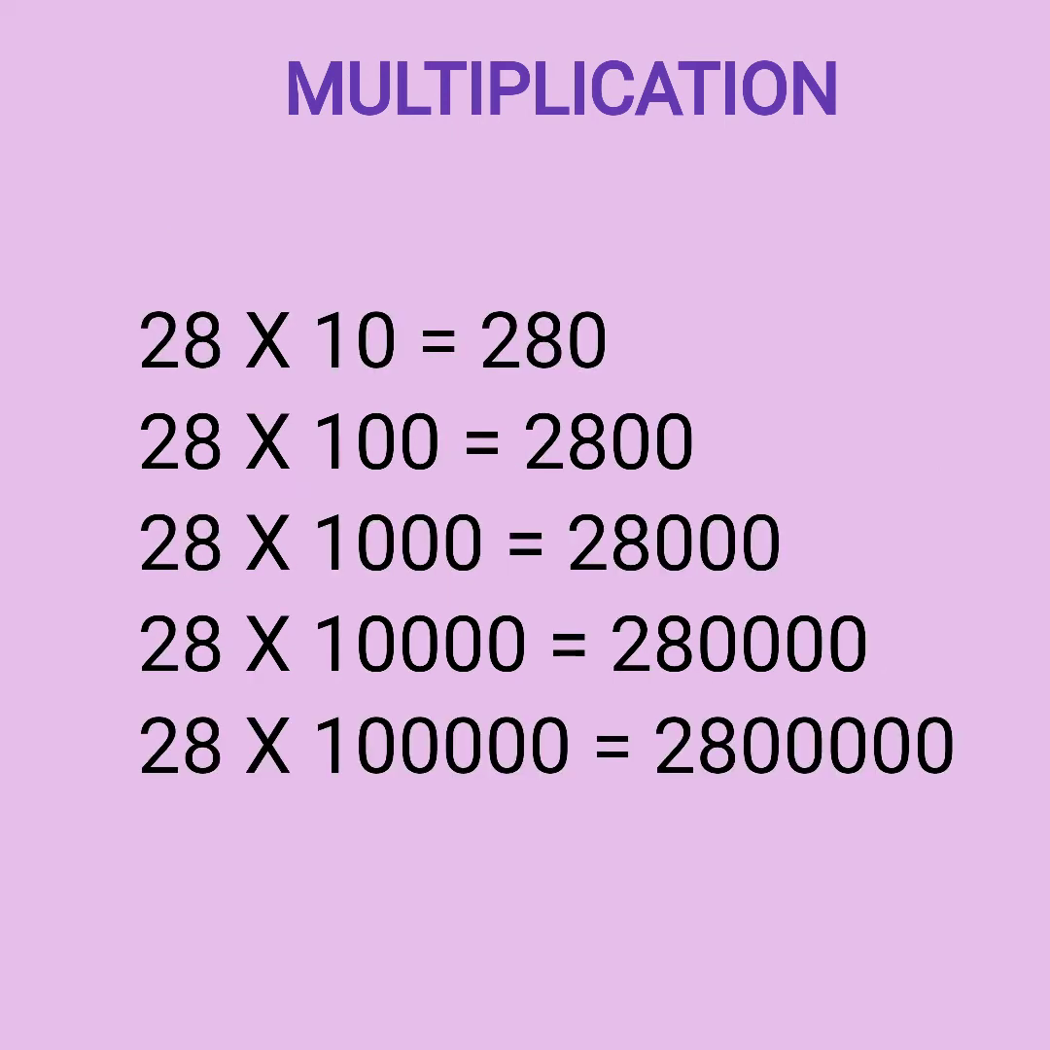In this table, you can clearly see that as the number of zeros increases on the left side of the equal to sign, the number of zeros on the right side of the equal to sign increases in the same ratio.